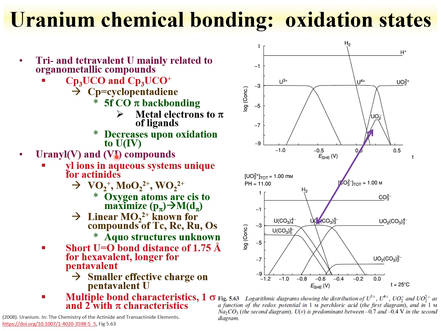Now, uranium-5 and uranium-6 compounds have what are called yl oxygens, where you get a uranium double bond to an oxygen at relatively short distances, and this characteristic plays an important role in the chemistry of uranium.